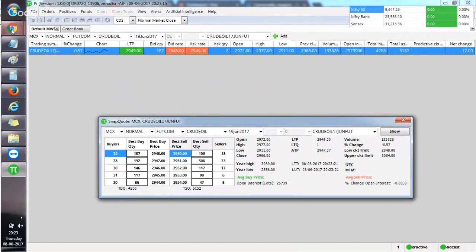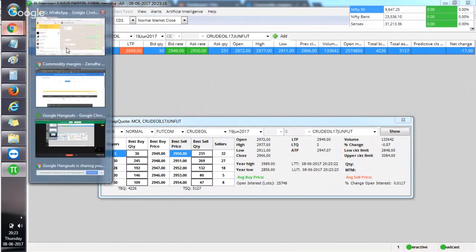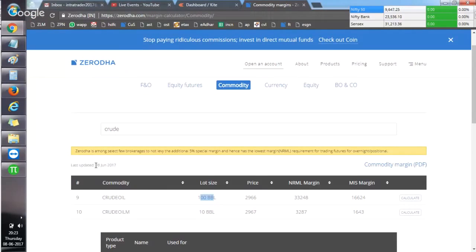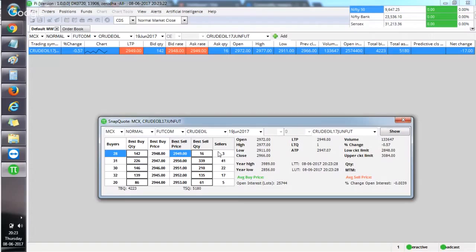So the snap code, whichever we are seeing in Kite and whatever snap code we are seeing in Pi is the same. There's no difference because it's the same information that exchange feeds will give you across all the brokers. So whether you trade in Zerodha, or some other broker for that matter, the snap code data will remain the same. It won't change at all.